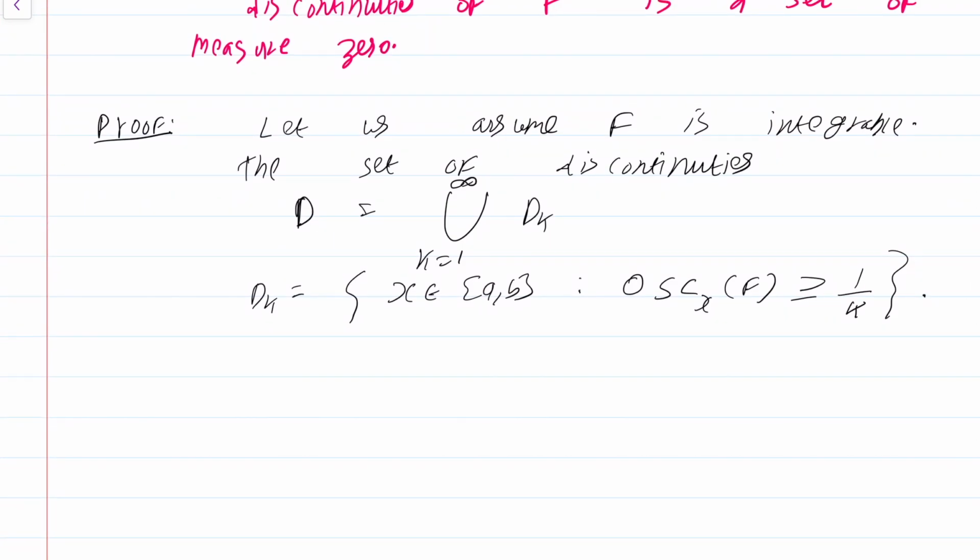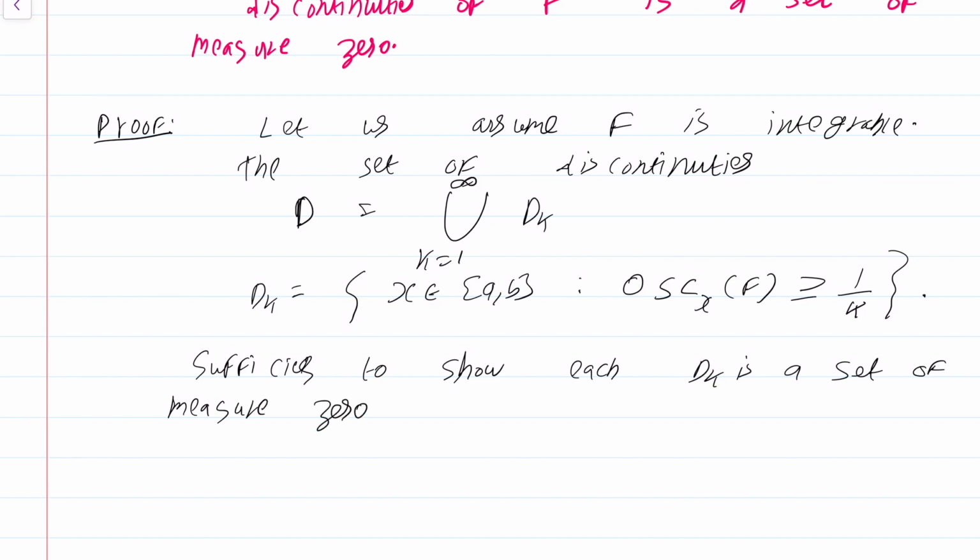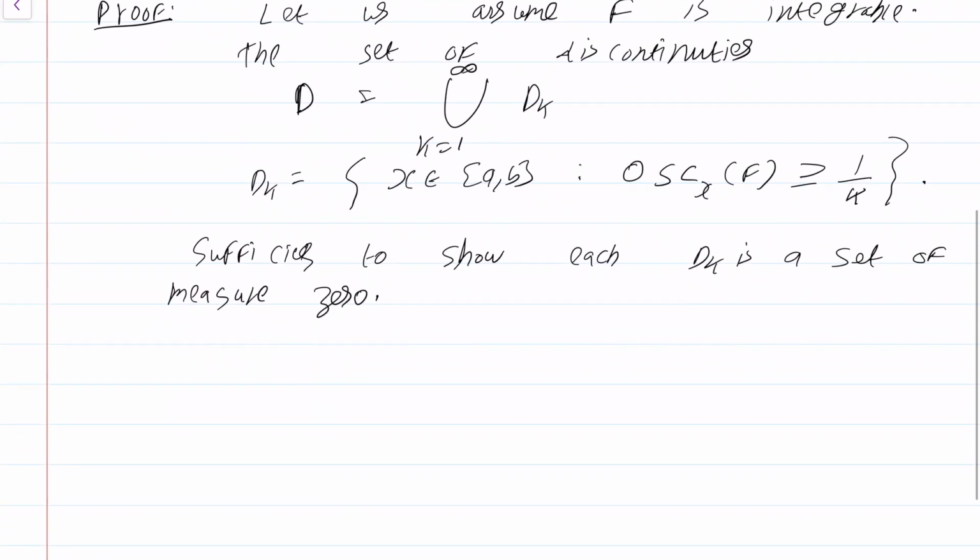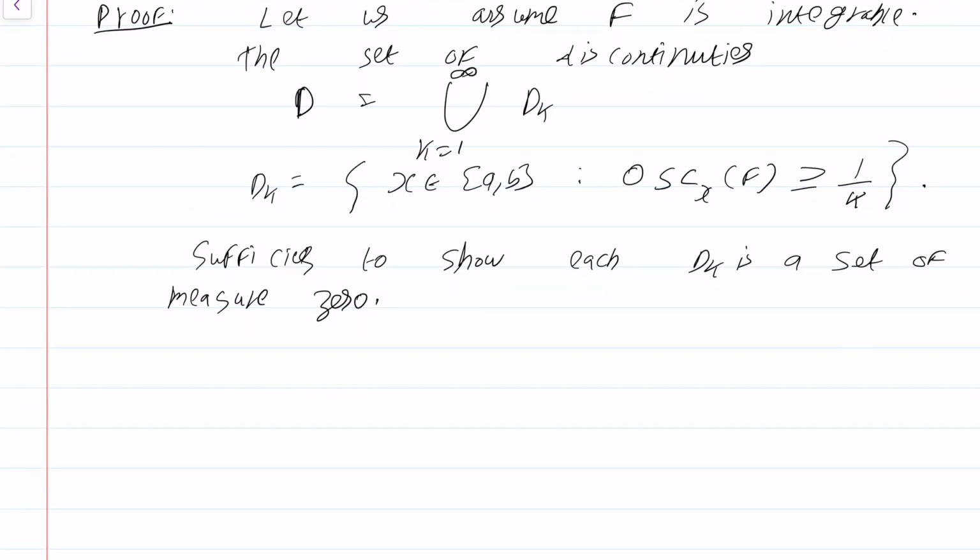Now, it suffices to show each Dk is a set of measure 0. Recall from the previous module that a countable union of measure 0 sets is a set of measure 0. This follows by an epsilon by 2 power n trick that we have already seen. We are going to show that each Dk is a set of measure 0. So what we do is the following.